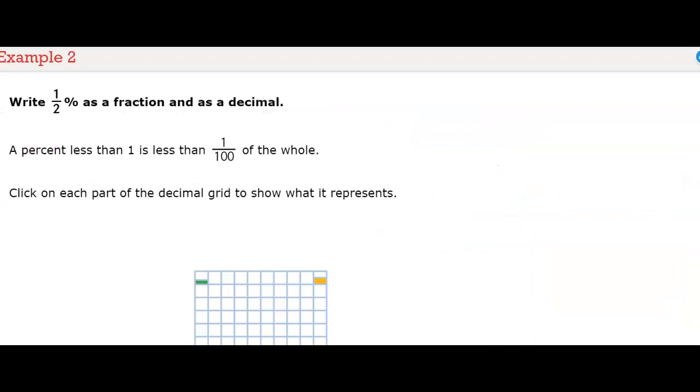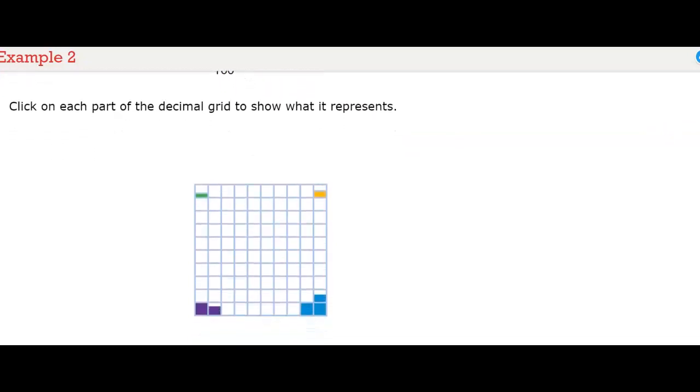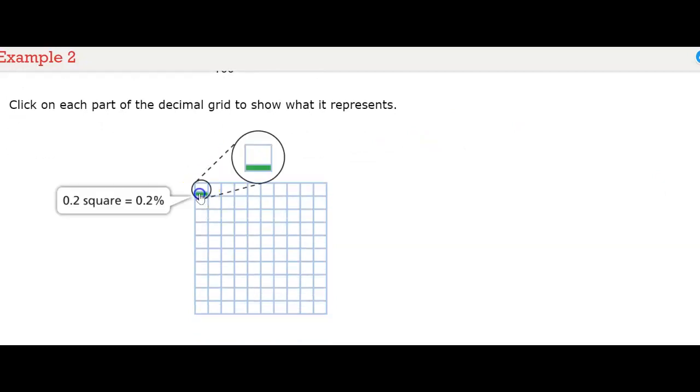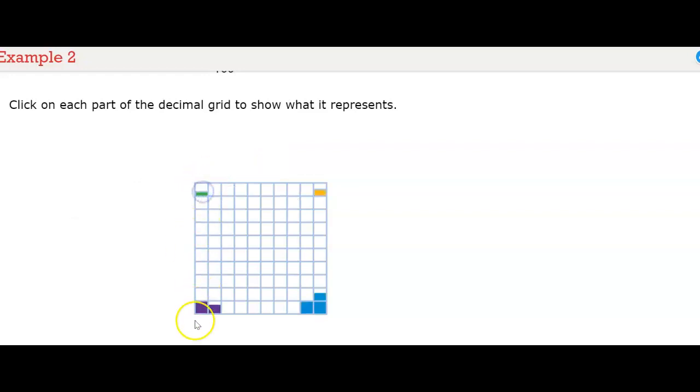Write 1/2% as a fraction and as a decimal. A percent less than 1 is less than 1 over 100 of the whole. We're going to click each part of the decimal grid to show what it represents. So we have this little piece shaded in. That's going to represent 2/10 of a square, which is 0.2%.